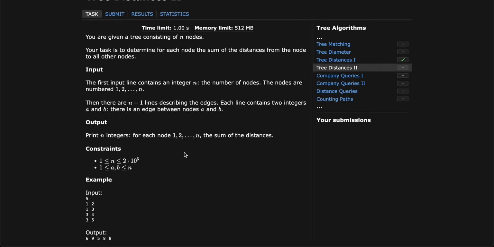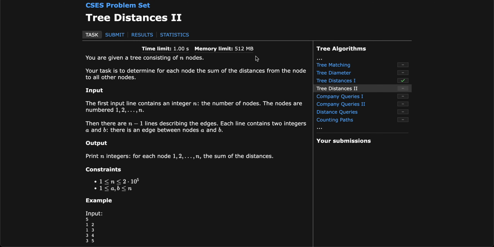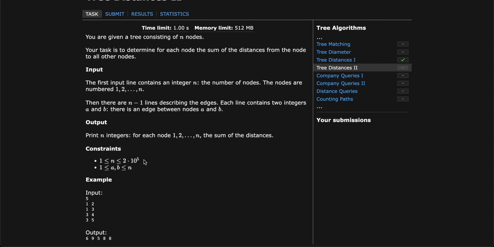The sum of the distances from the node to all the other nodes. Sum of the distances from the node to all the other nodes. Okay, so 1 2, 1 3, 3 4, 3 5.